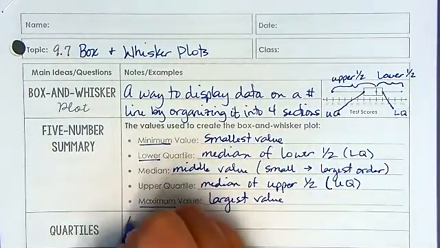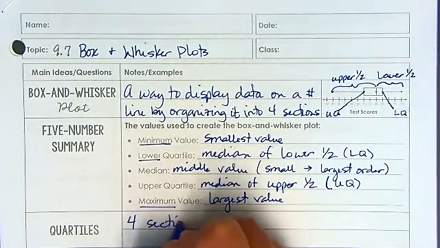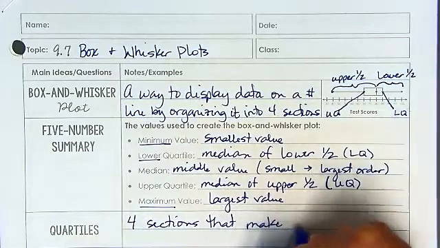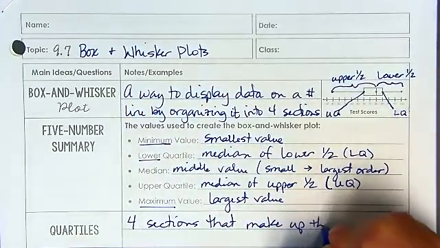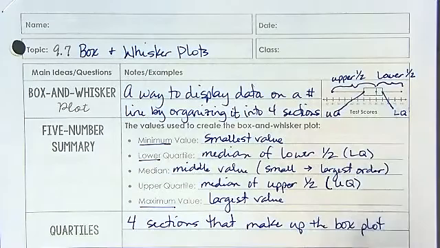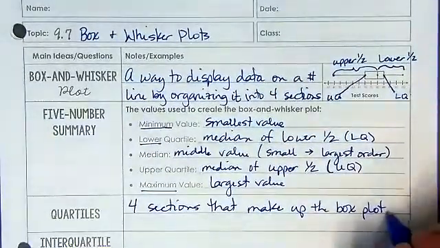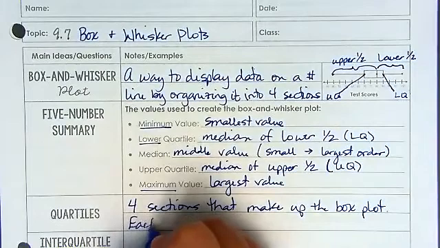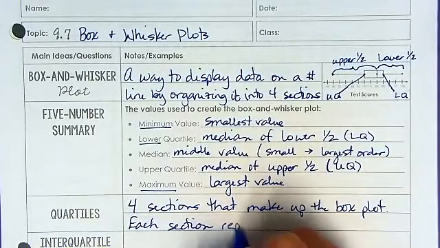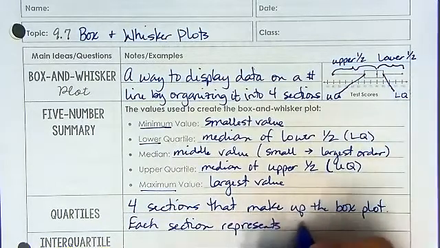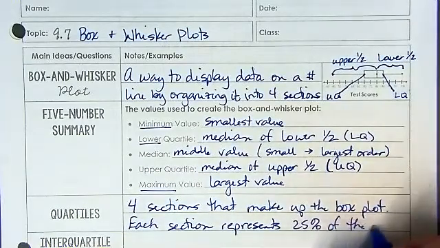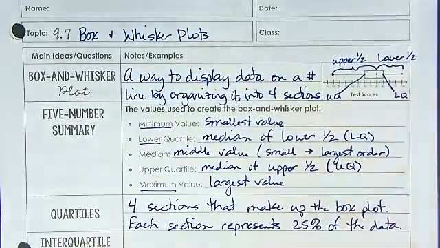The quartiles are the 4 sections that make up the box plot. You heard me talk about those earlier. Big thing here, each section represents 25% of the data. So each section is worth 25%.